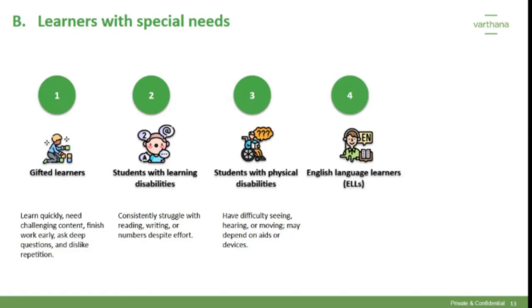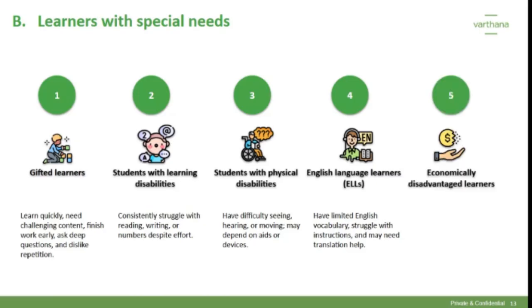The next one is English language learners. These learners struggle with understanding spoken English, or they need some help of translation to understand the text or comprehension. The next one is economically disadvantaged learners. These learners have a lack of resources, like books, uniforms, and other support at home. Due to this, they also feel less confident in the classroom, and they also show absence.